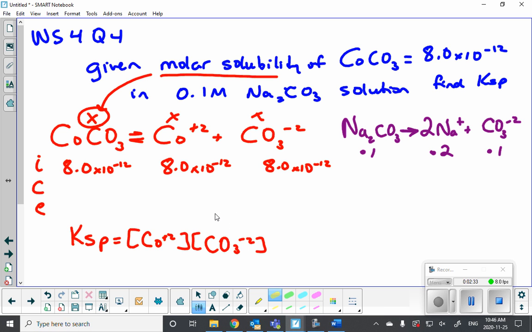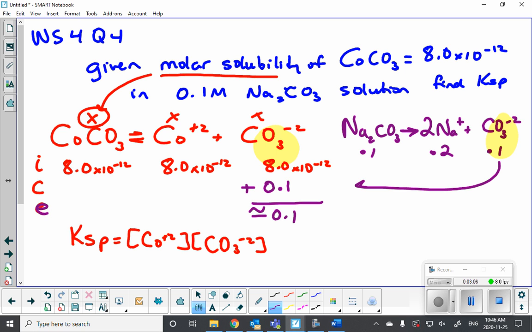Looking for my common ion, I can see that sodium carbonate is providing carbonate and cobalt carbonate is providing carbonate. So in addition to the amount of carbonate from the cobalt carbonate, that 8 times 10 to the minus 12, the change is I have to add 0.1 to it. The equilibrium value for the carbonate ion is going to be 0.1, and then you'll have 11 zeros before you get to an 8. So this value is going to be equal to about 0.1.